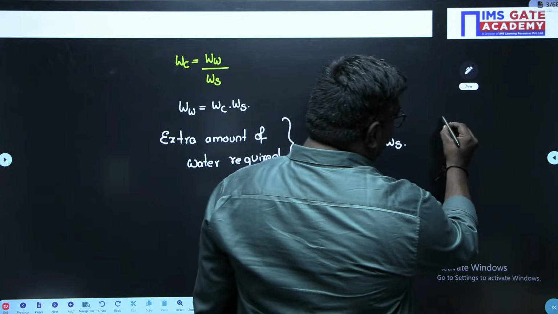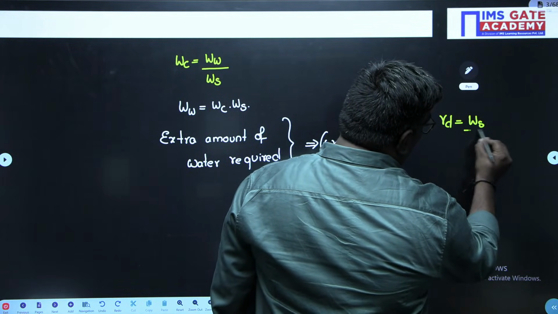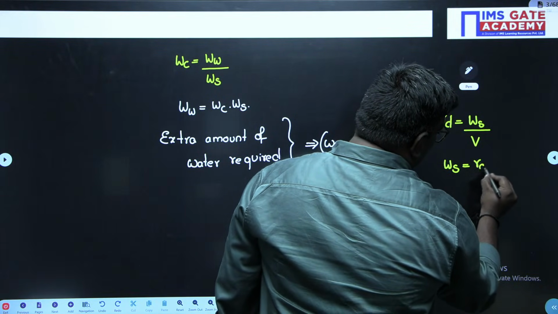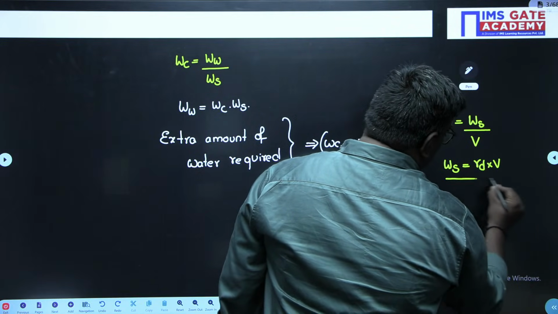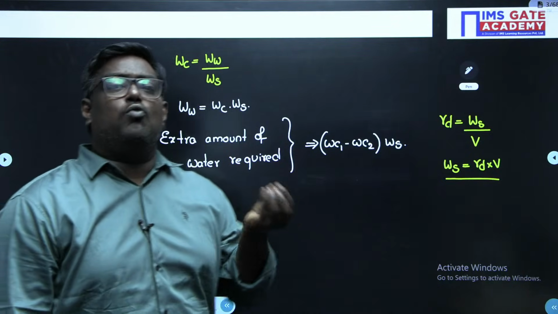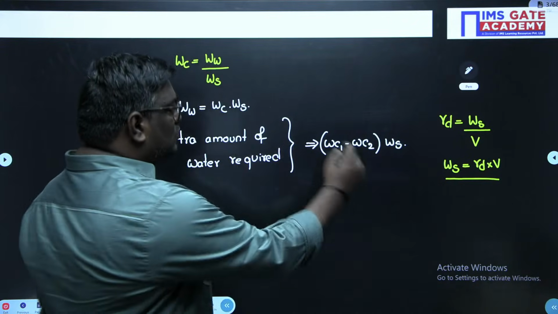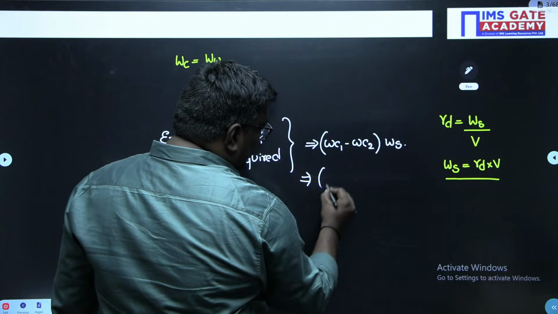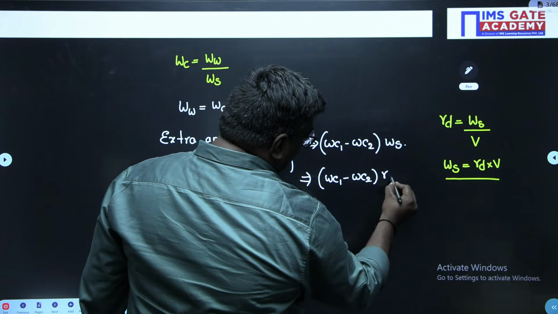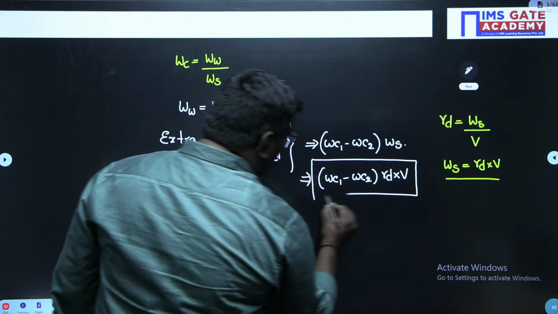You should understand always, my dear students, dry density is nothing but weight of solids upon total volume. So, here weight of solids can be written as gamma D into volume. So, this is the concept where you should be very clear. So, when they ask you what is the extra amount of water to be required or added, any kind of these questions, just try to plug in the values: water content 1 minus water content 2 into gamma D into volume. So, this is the formula where we have to use.